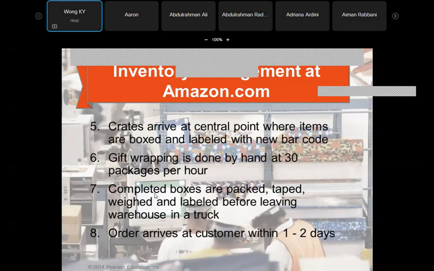Okay, there are other practices you can read. Okay, once an order is placed, the order will arrive at the customer within 1 to 2 days. Okay, in the US.